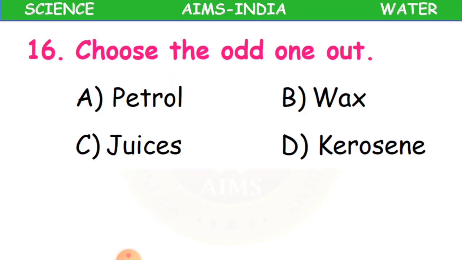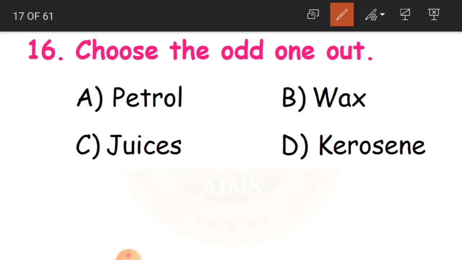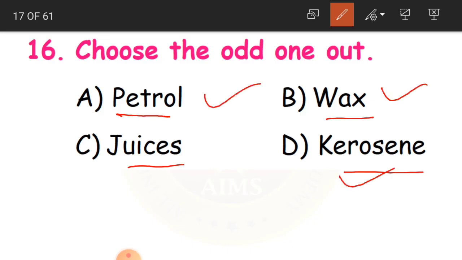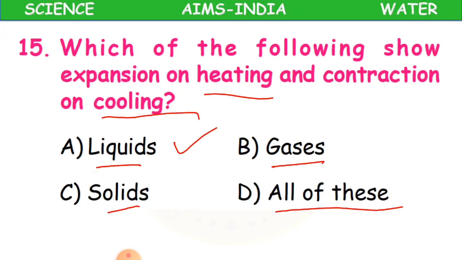Choose the odd one out. 16th question. Choose the odd one out. A is petrol, B is wax, C is juices and D is kerosene. Can you guess, children, which can be the odd one? If you see petrol, wax and kerosene, all three will be able to burn. They can cause fire, but juices cannot be burnt. So that is why juice is our answer. Clear? C is the right option.